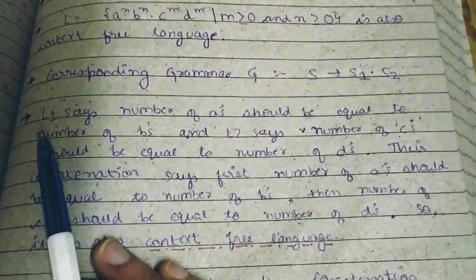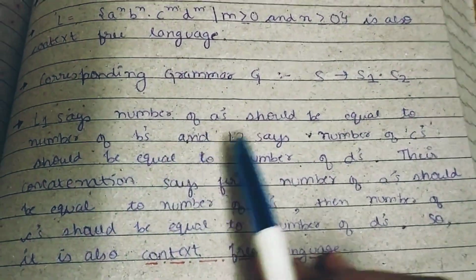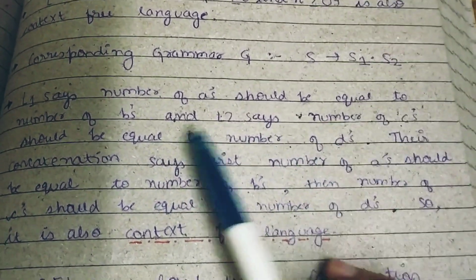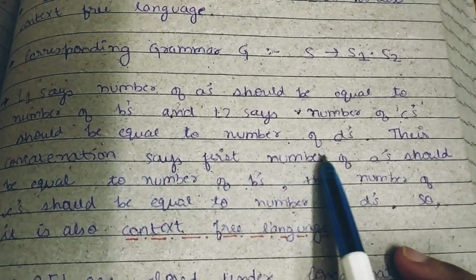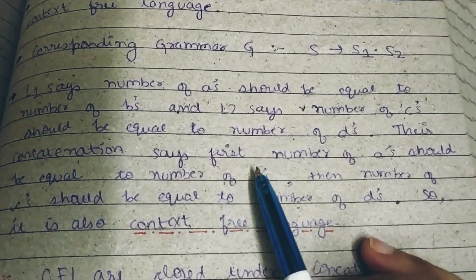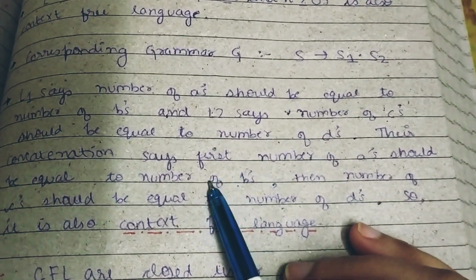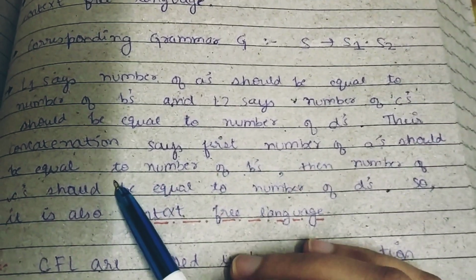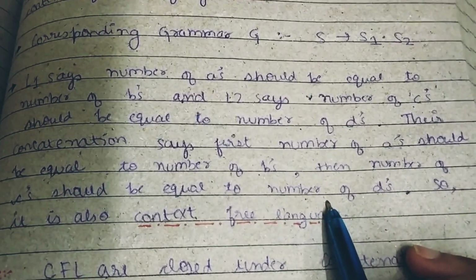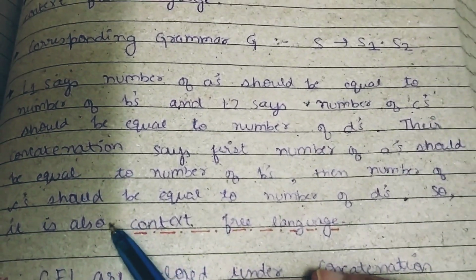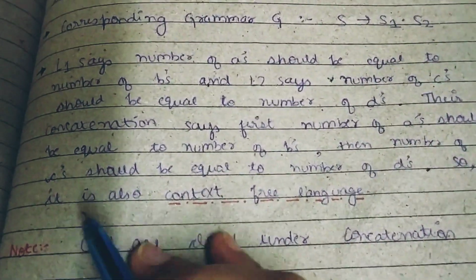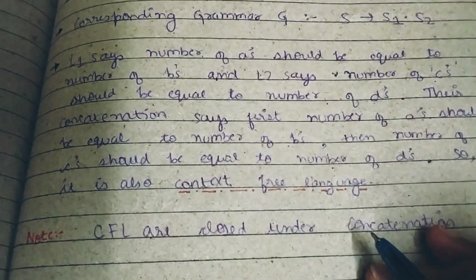So in words, we can say that L1 says that the number of A's should be equal to the number of B's, and L2 says that the number of C's should be equal to the number of D's. Therefore, the concatenation says that in a string, the number of A's should be equal to the number of B's, and then the number of C's should be equal to the number of D's. In such cases, the language is said to be a context-free language. Please note that context-free languages are closed under concatenation.